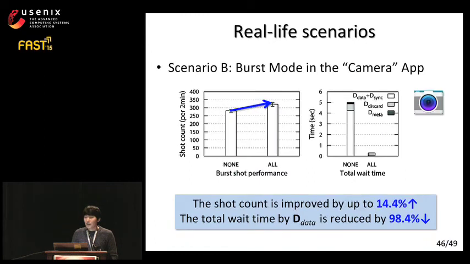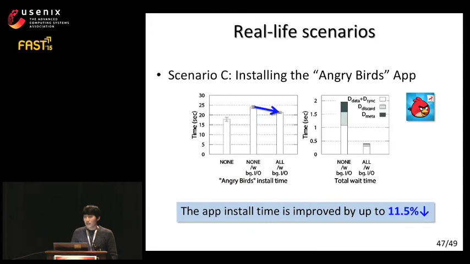Let's look at the burst shot performance in the camera app. The shot count is also improved by 14.4%, and most of the improvement is achieved by the reduction of the total wait time of D data. The Angry Birds install time is also improved by 11.5%.